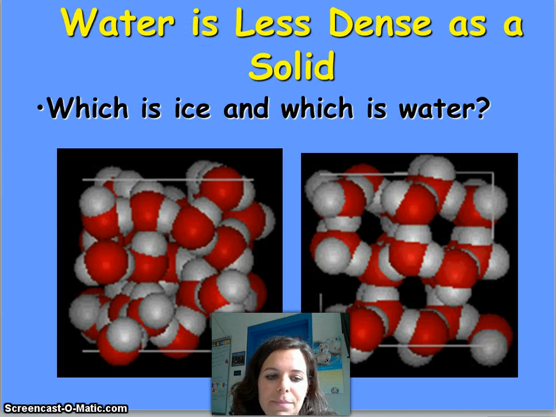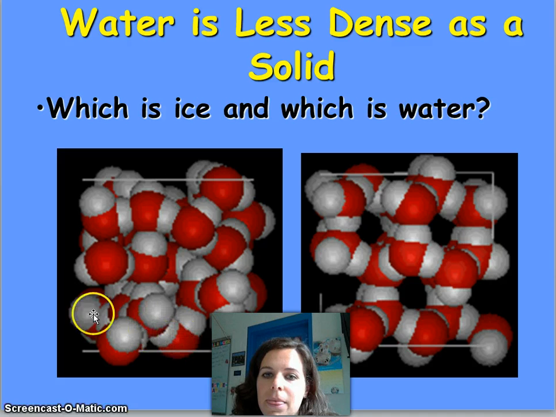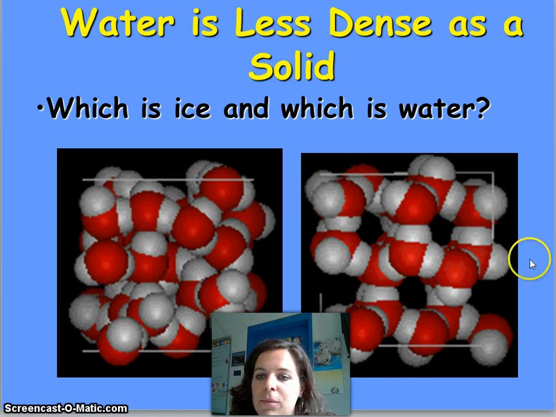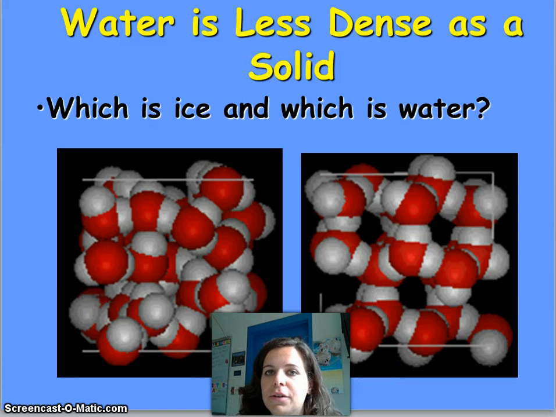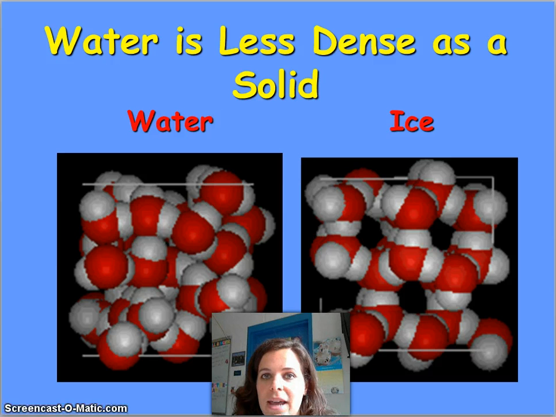Another really important property of water is that it's less dense as a solid. Now, guess which one is ice and which one's water? This is water, and on the right is ice. And that's because of the crystalline structure. The organization of the water molecules leaves these holes, leaves these crystals, so it's actually less dense. That's really important because ice floats. If ice sank, the whole lake might freeze over the winter, and then every single organism in that lake would die because it was frozen. So the fact that ice floats is very important.